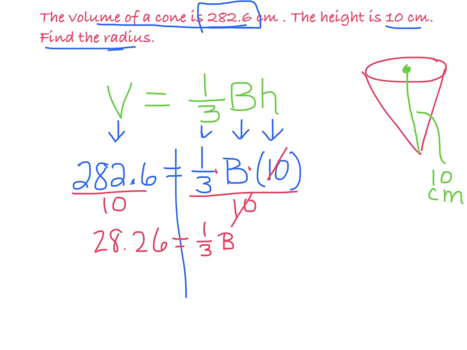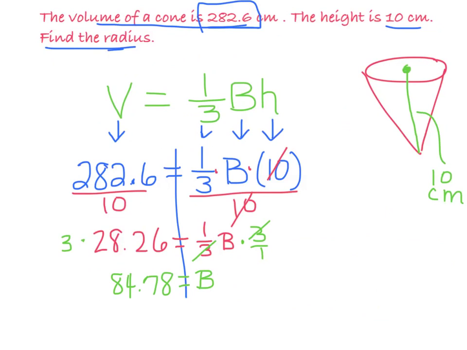Now, to get rid of that 1/3, here's what I'm going to do. I'm going to times this by 3. Okay, that whole thing by 3, because 3 over 1, watch, these 3's are going to cancel out. So I'm going to times this side by 3. So I just end up with the base, the area of the base equals, if I times by 3, 84.78.